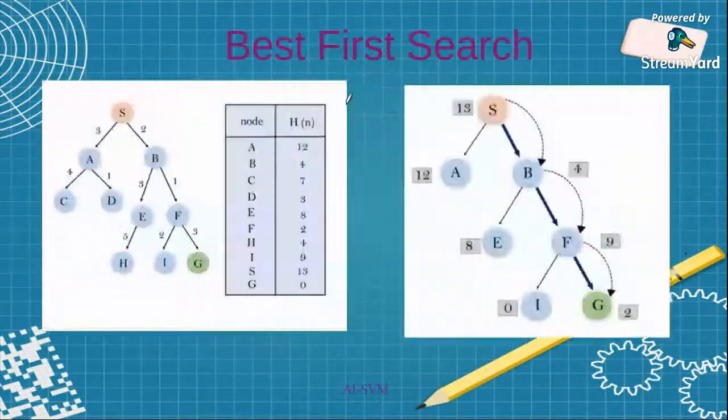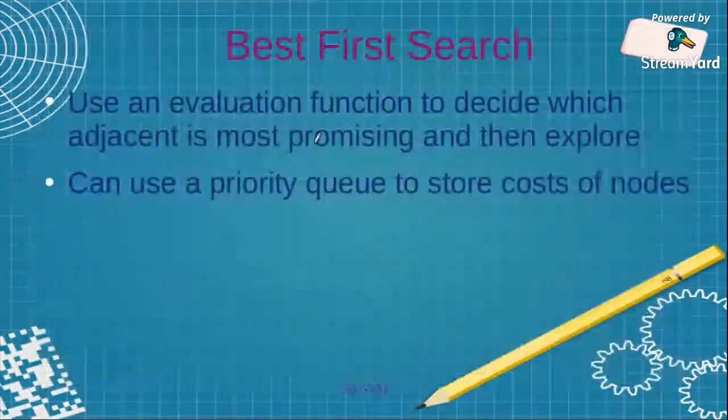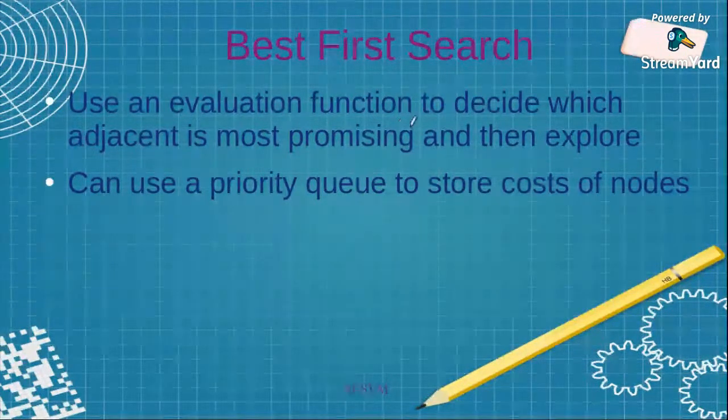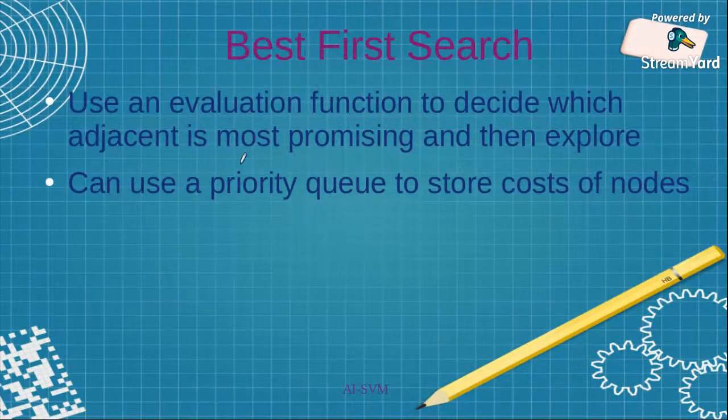Okay, just to revamp whatever we understood now. Use an evaluation function to decide which adjacent node is most promising and then explore. At every step, find out which one is most promising: is breadth first more promising or depth first more promising? Select accordingly and explore. And we can use a priority queue to store the costs of the nodes, that means the cost of each node.